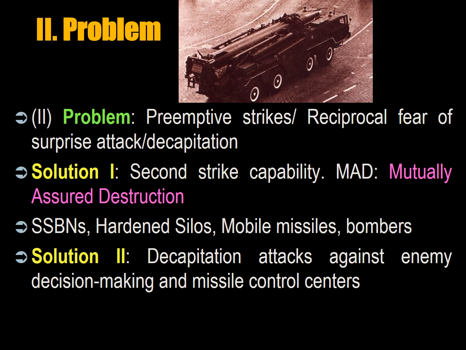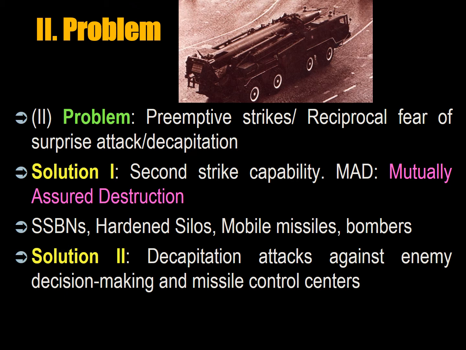Problem number 2. Preemption strikes and the reciprocal fear of surprise attack and decapitation. Now, Jimmy Carter, the American president, came up with a countervailing strategy. This was a decapitation strategy. The goal was to destroy bunker complexes in the Soviet Union, killing the senior communist leadership, inhibiting their ability to conduct the war.